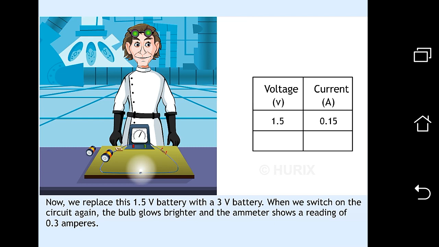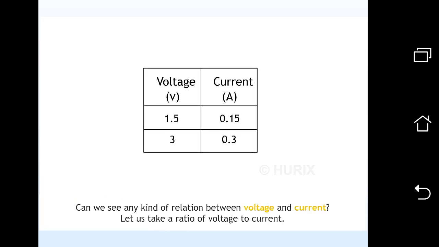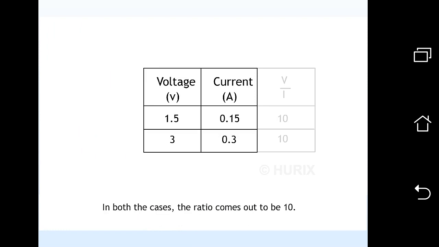Now we replace this 1.5 volt battery with a 3 volt battery. When we switch on the circuit again, the bulb glows brighter and the ammeter shows a reading of 0.3 amperes. Can we see any kind of relation between voltage and current? Let us take a ratio of voltage to current. In both the cases, the ratio comes out to be 10.